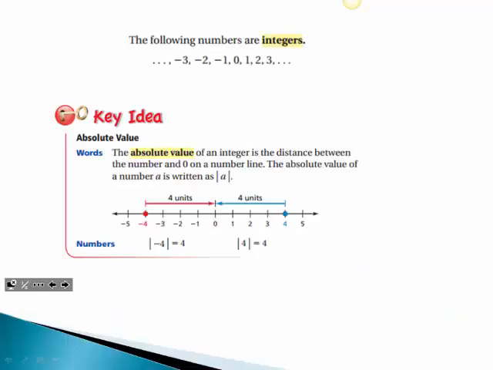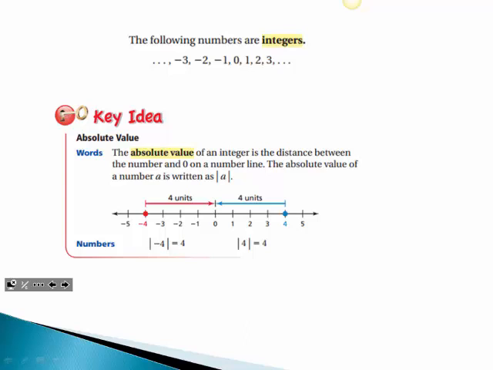First vocabulary word you need to know is integers. The following numbers are integers. The list here is showing positive numbers, negative numbers, and zeros. So these are only the whole numbers plus 0. You cannot have decimals or parts of numbers in an integer.